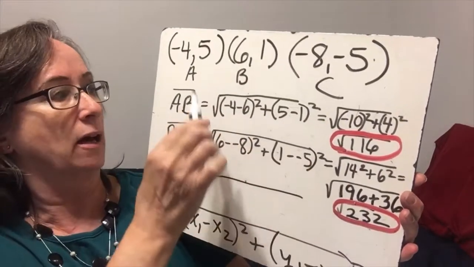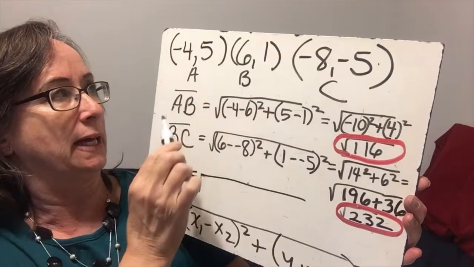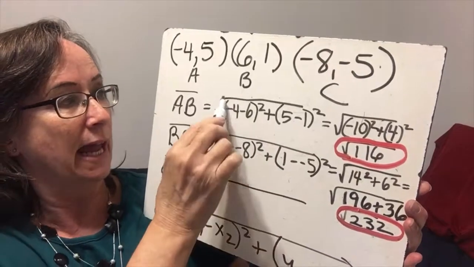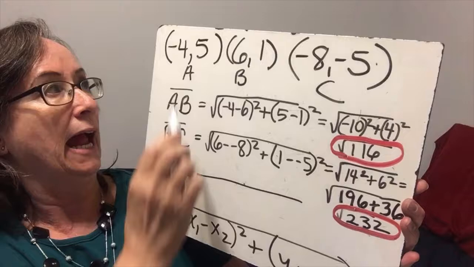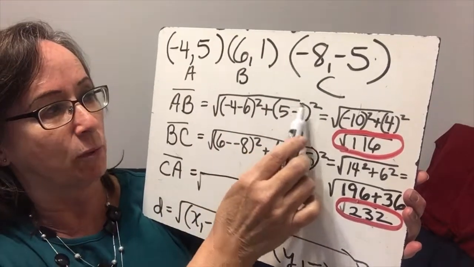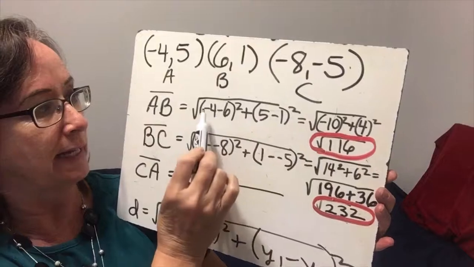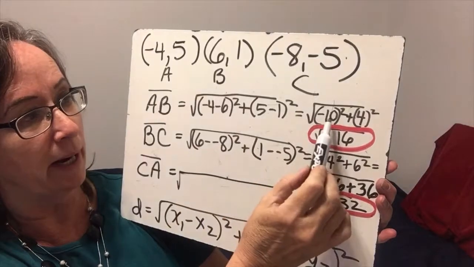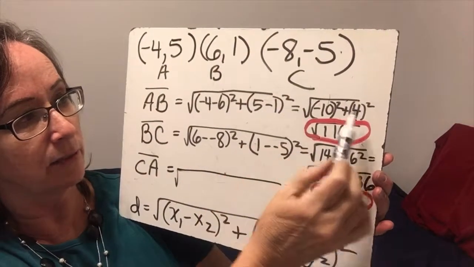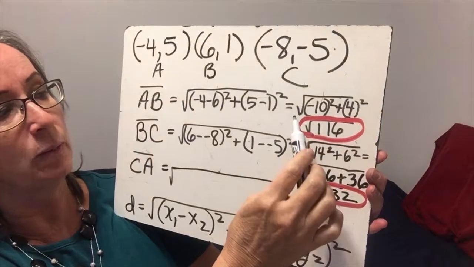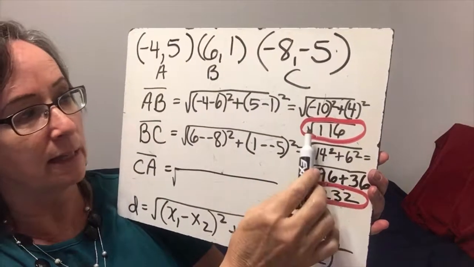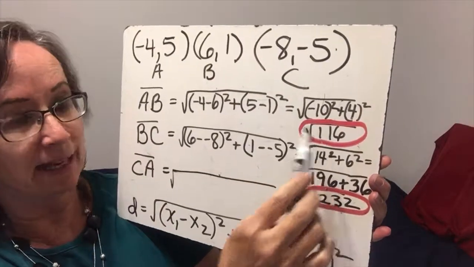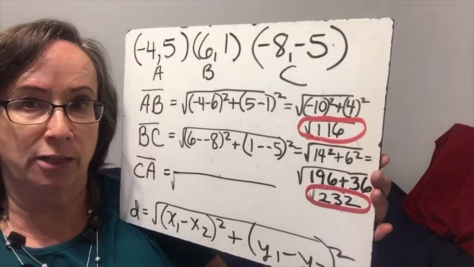We did the first one, so that's AB. So I just said -4 minus 6, which is the difference in the two x's, and I squared that quantity. And then 5 minus 1 is 4, and I squared that quantity, and then I simplified. -4 minus 6 is going to be -10, so that's -10 squared. And then that's a 4, and so that's 4 squared. And so then we have -10 squared is 100, and then 4 squared is 16, and 100 plus 16 is 116. So we have the square root of 116.